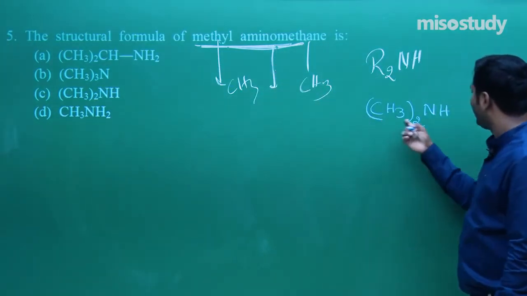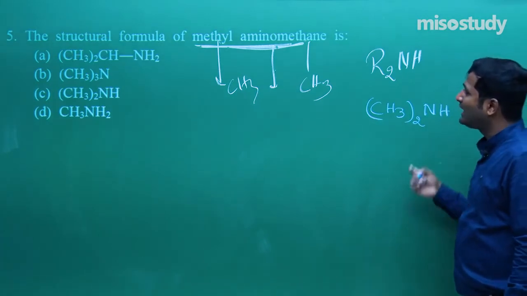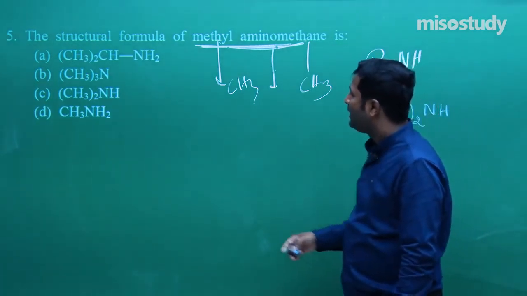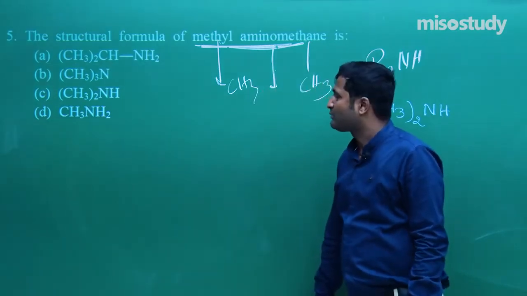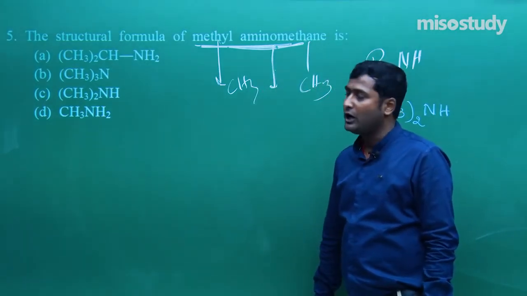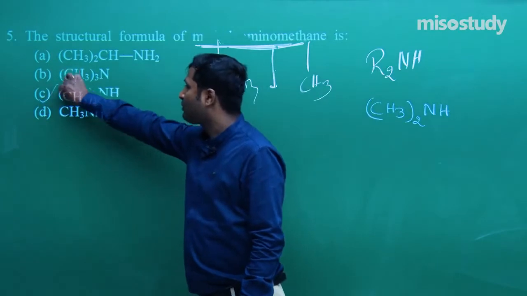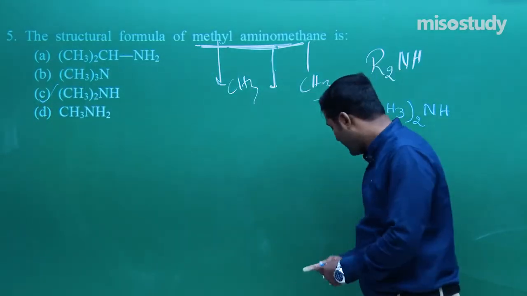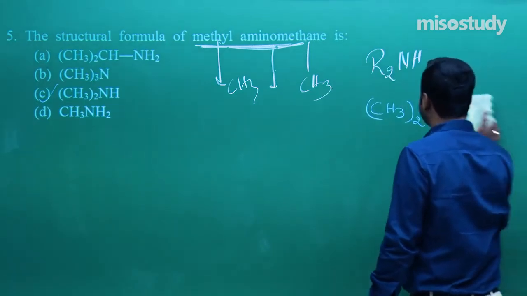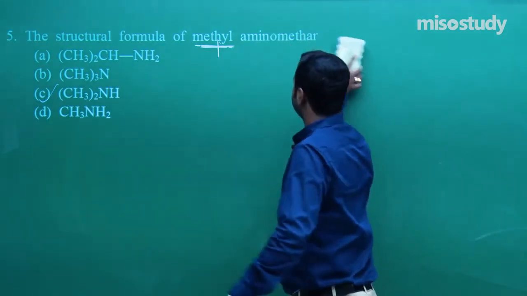So what is the formula? (CH3)2NH. Check it out: for question number 5, C is the correct option, that is (CH3)2NH. Clear, friend? Now I am going to rub this part and we'll discuss the next one.